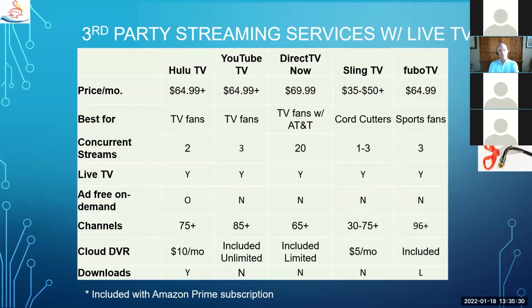I don't know what you're paying for cable service at your second home now, but these services run around $65 per month. Again, it talks about how many concurrent streams you can have, and whether or not it has live TV. All of these that I put on here do.